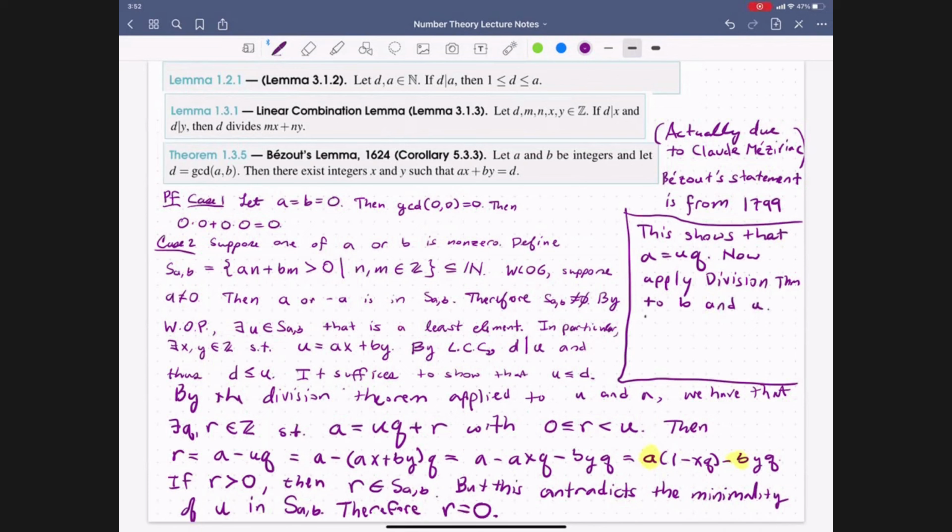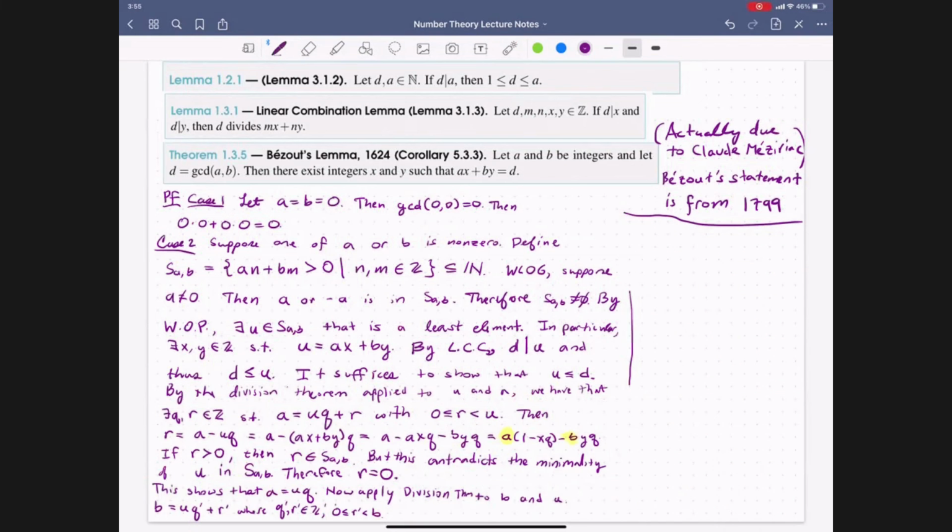So in other words, you're going to have B is equal to U times some Q prime plus R prime, where Q prime, R prime are integers, and by the division theorem we have that R prime is less than B. And what you're going to show is that the same argument that we just did will show that B is equal to U times Q prime, because you will deduce that R prime is equal to 0.